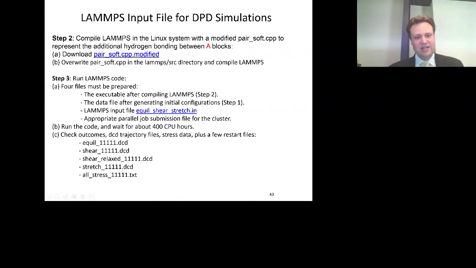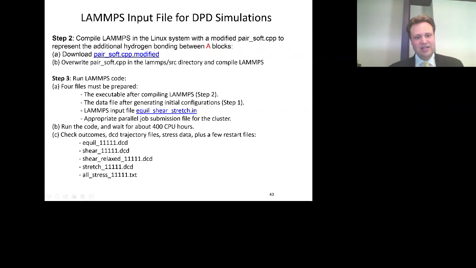I think it's a good idea to try to compile it before the download and then after the replacement, so you know that the code actually compiles fine without the edits. And then you run the code, and essentially you get these input files that the code will generate for you. This is the input file here. Make sure you're able to run LAMMPS on a cluster, ideally, because this will run for about 400 CPU hours. This is a small problem, but you can easily scale it up to very, very long demands.